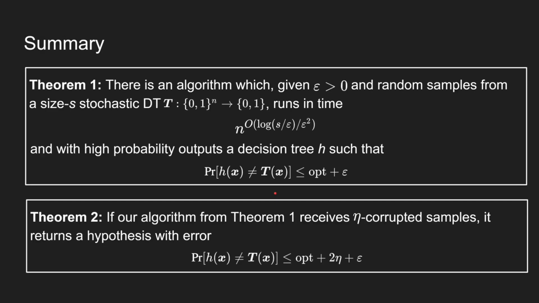And to sum up our results, we get an algorithm that runs in time n to the d, where we're able to set d to be log s over epsilon squared by our stochastic leaf lemma. And with high probability, it outputs a decision tree with error at most opt plus epsilon if there's no corruption in the sample. But if there's corruption in the sample, then the hypothesis gets error at most opt plus 2 eta plus epsilon, which is information theoretically optimal.